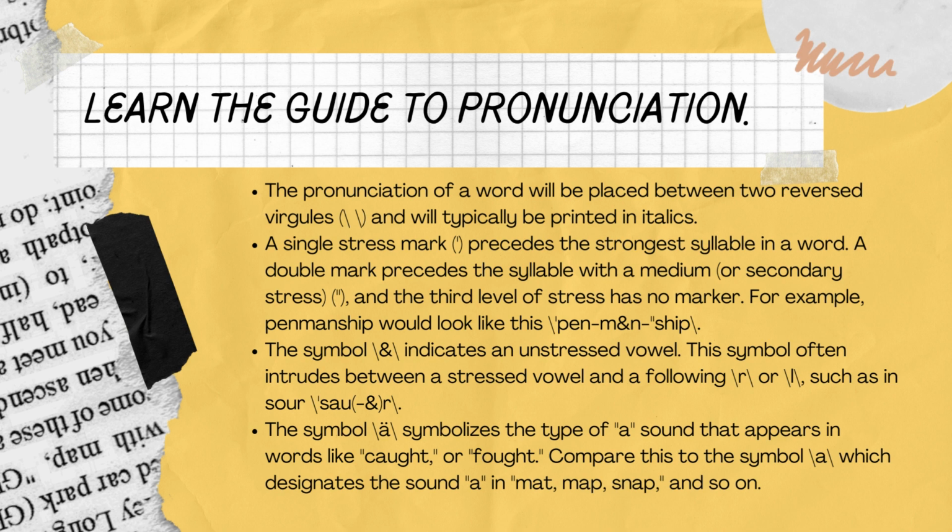And the symbol with the two dots in here symbolizes a type of A, in this case, the A sound that appears in a word like, for example, caught or fought. So compare this to the symbol like in here without the two dots, which designates the sound like in mat, map, snap, and so on. You see, and also these two dots apply to different syllables, not only, for example, A, and the other vowel sounds.